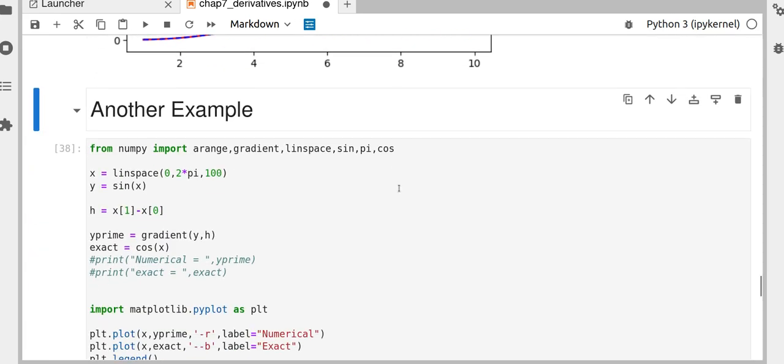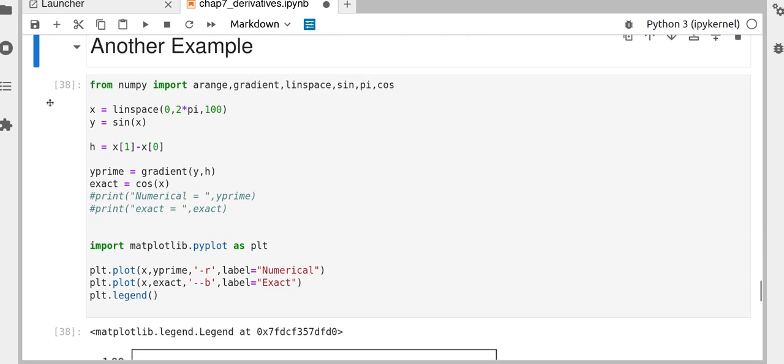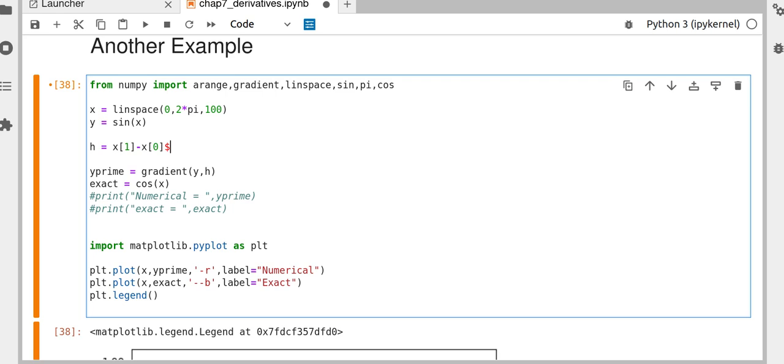Okay, another example. Let's say we have y equals sine x, and x is from 0 to 2 pi, 100 data points. Again, h can be x1 minus x0, or x4 minus x3, or x10 minus x9. But I'm just using x1 minus x0 so that I pick the first and the second data point.